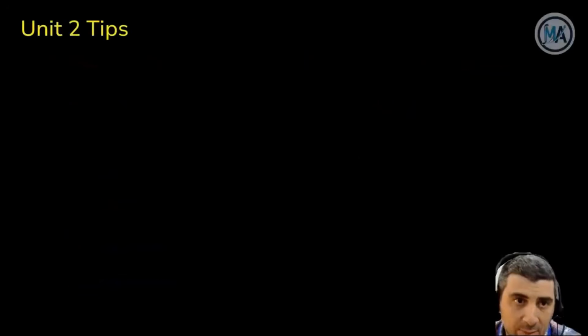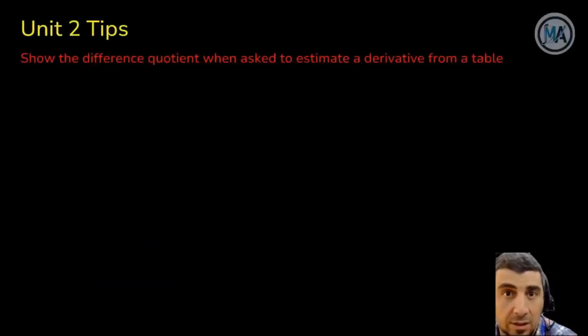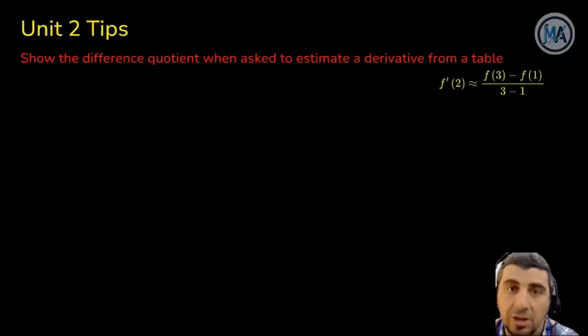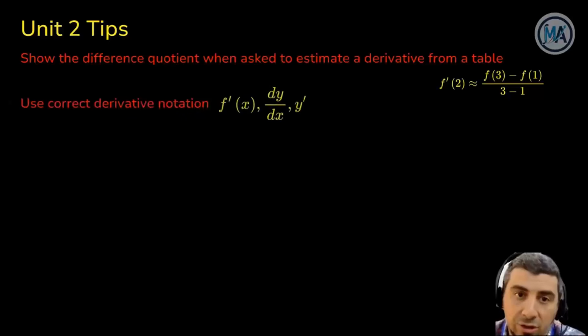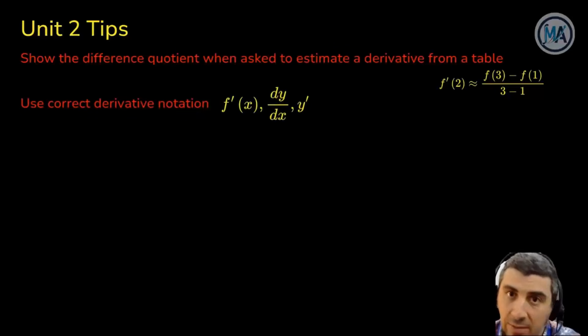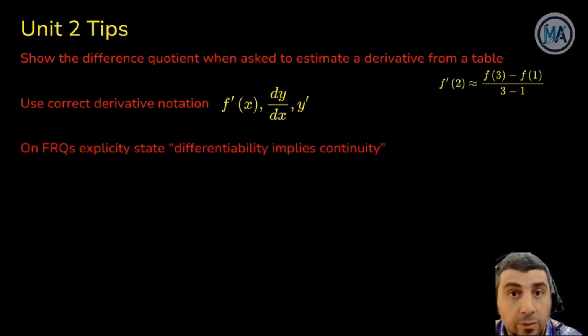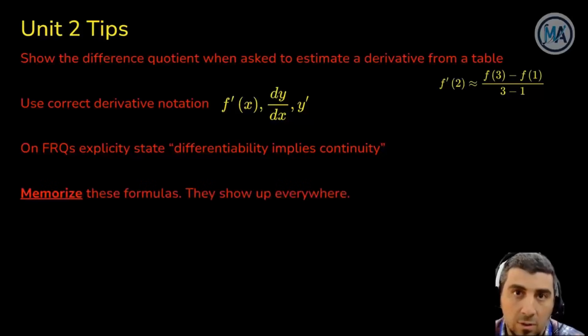Just a couple quick tips. Make sure if you're asked to estimate the derivative from a table of values, you need to show the difference quotient as a setup. Make sure you're using correct derivative notation, f prime, dy dx, y prime. So on free response question, if the question specifically requires that the function be continuous, then you need to explicitly state that differentiability implies continuity.